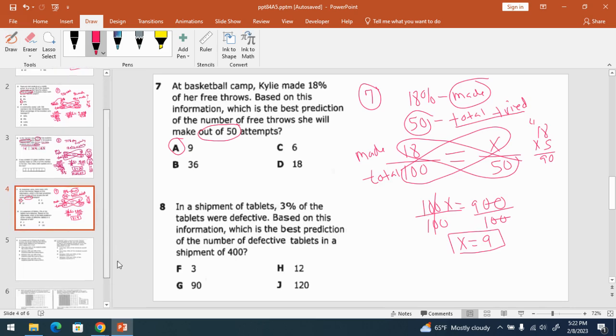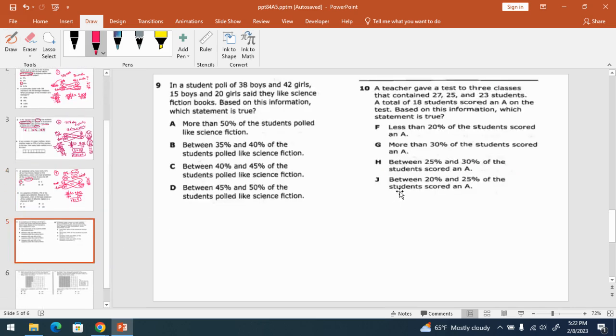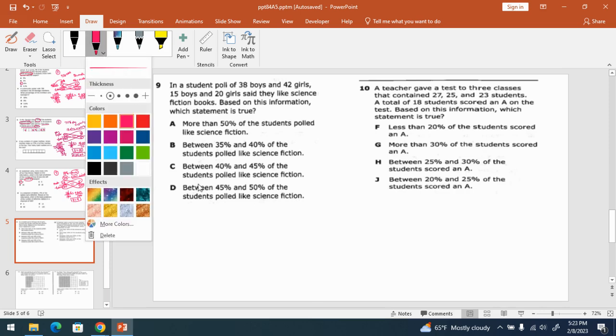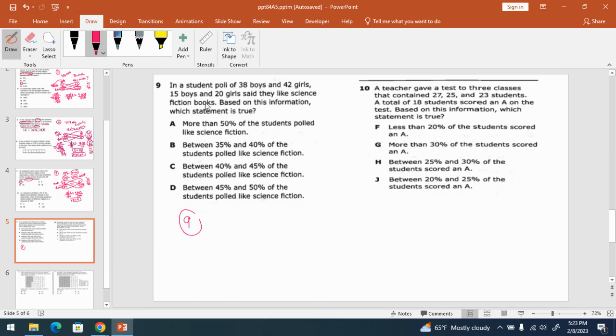The next ones are number 9 and 10. These are the tougher ones because you have to read statements, but they all work the same way. Okay, so number 9, I'm going to read. In a student poll, 38 boys and 42 girls. So we already know that there's boys and girls. 15 boys and 20 girls said that they like science.